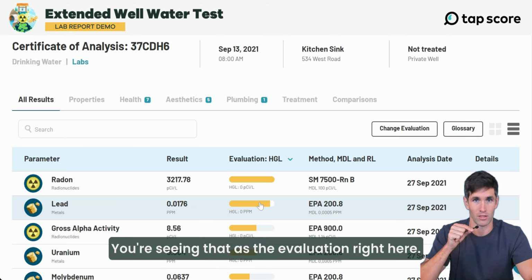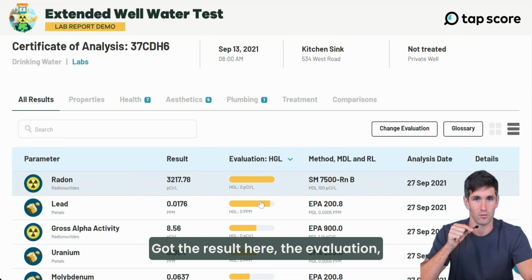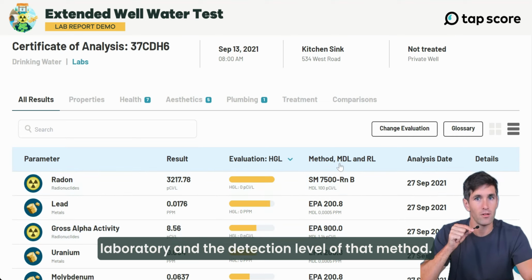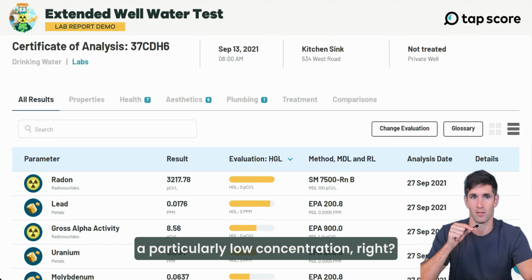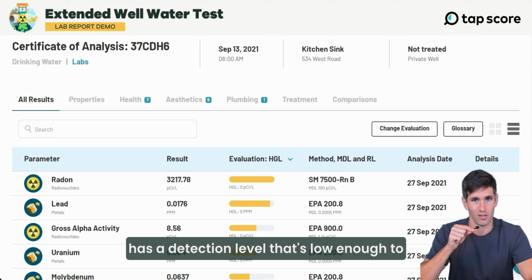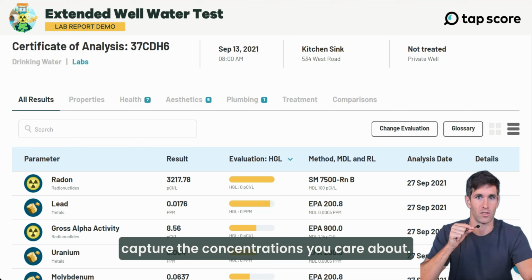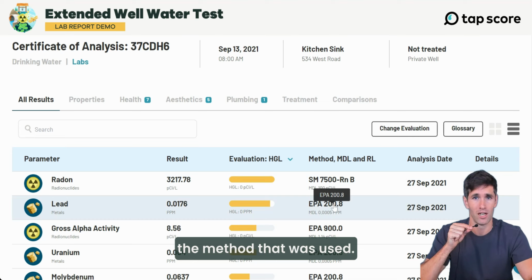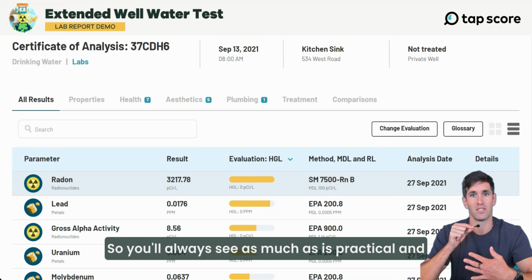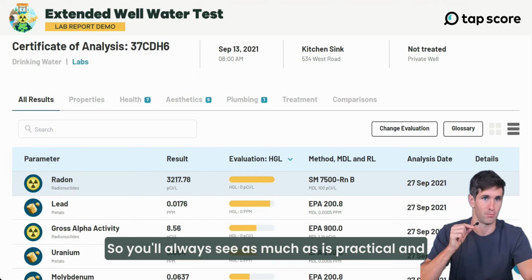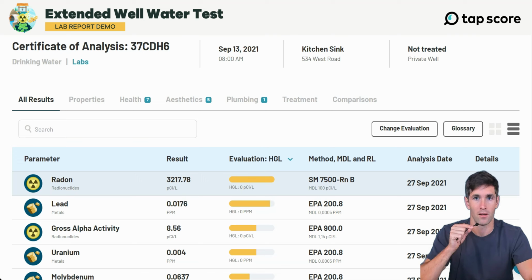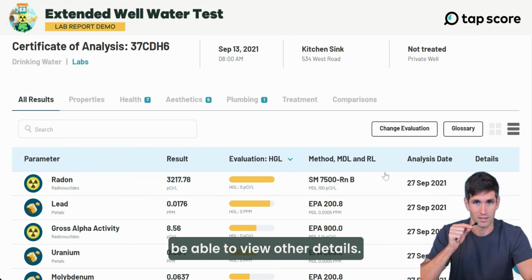You're seeing that is the evaluation right here. Got the result here. The evaluation, is it high, is it low here? The method that was used by the laboratory and the detection level of that method. You want to see contaminants at a particularly low concentration, right? Like you care if there's a small amount of lead. So you want to make sure the method has a detection level that's low enough to capture the concentrations you care about. So at TapScore, you'll always see the method that was used. You'll see the detection levels. TapScore is famous for choosing very low detection levels, so you'll always see as much as is practical and technically possible for most of these metals and organics. You'll see the analysis date, and you'll be able to view other details.